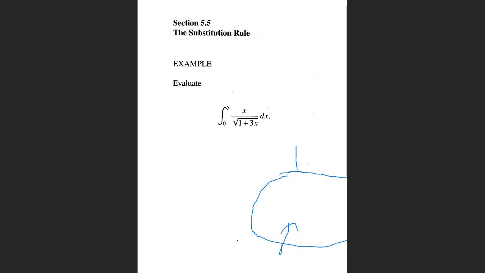limit of 5. And if you were to graph the function x divided by the square root of 1 plus 3x, and try to find the area between that function and the x-axis from x equals 0 to x equals 5, that area would be the value of the integral. And remember, area can be positive, it can be negative. The integral is the net total area.